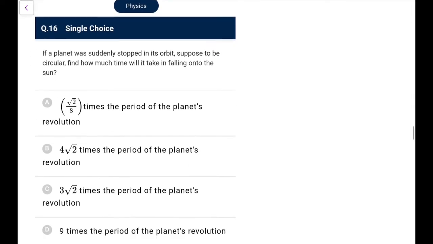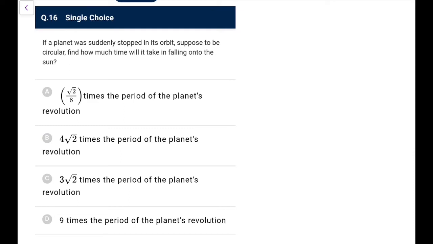Next, if a planet was suddenly stopped in its orbit, supposed to be circular, how much time will it take in falling onto the sun? Now this is a nice one.